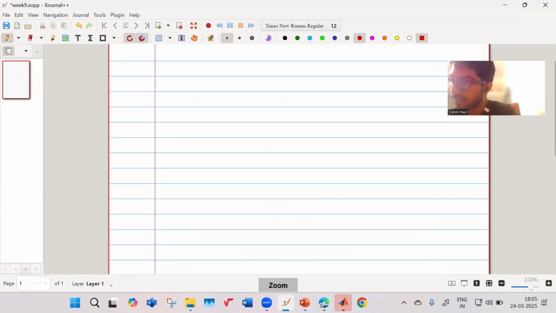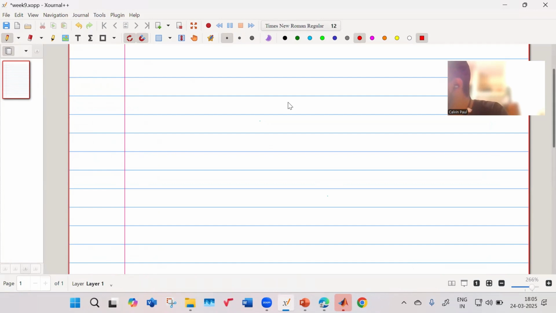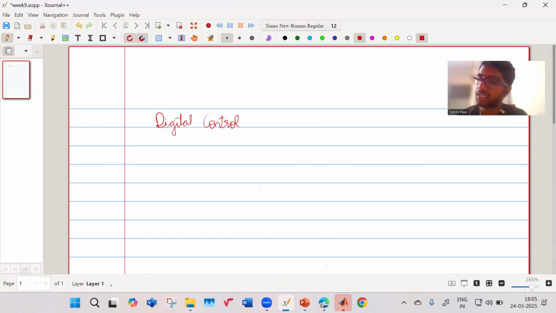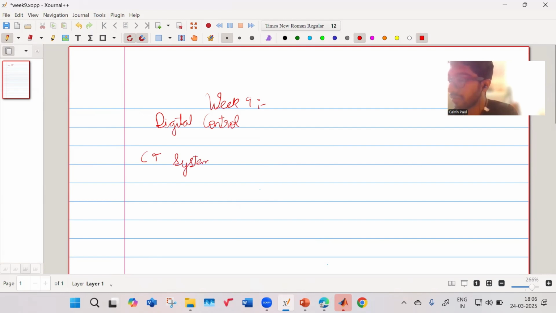Now we will be going towards what is known as digital control. We consider three types of digital control, as in this last week, week 9. Until now, we were considering continuous time systems. These systems will have the term 1 by s, like 1 by s, basically an integrator.